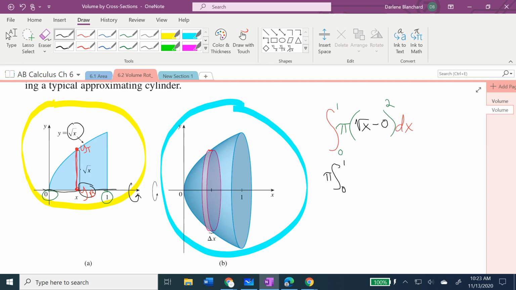And if you have struggles with the integration, I can make a video for those examples that you need to see. So I've got my constant multiple pi, the square root of x is being squared. So I end up with one of the most simple integrals. And do a little, yay, I'm integrating. And then I put in the 1. And then I put in the 0. And I get pi over 2.